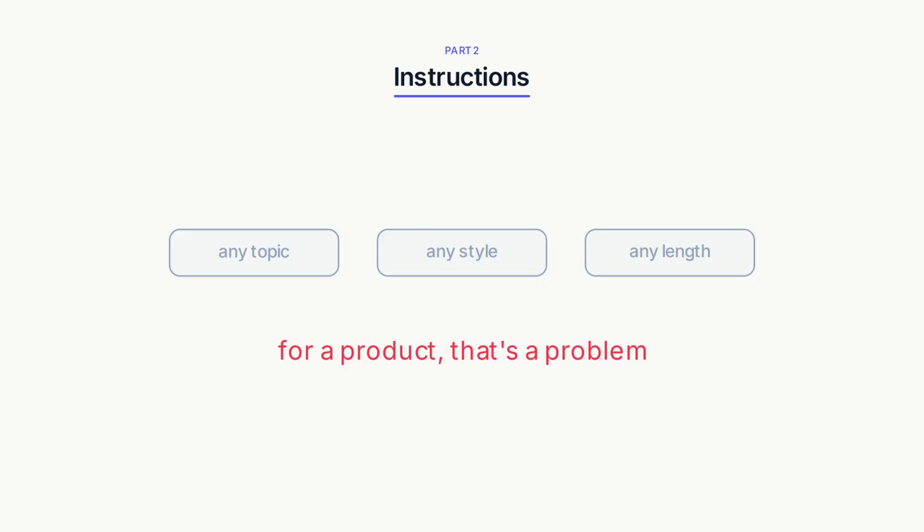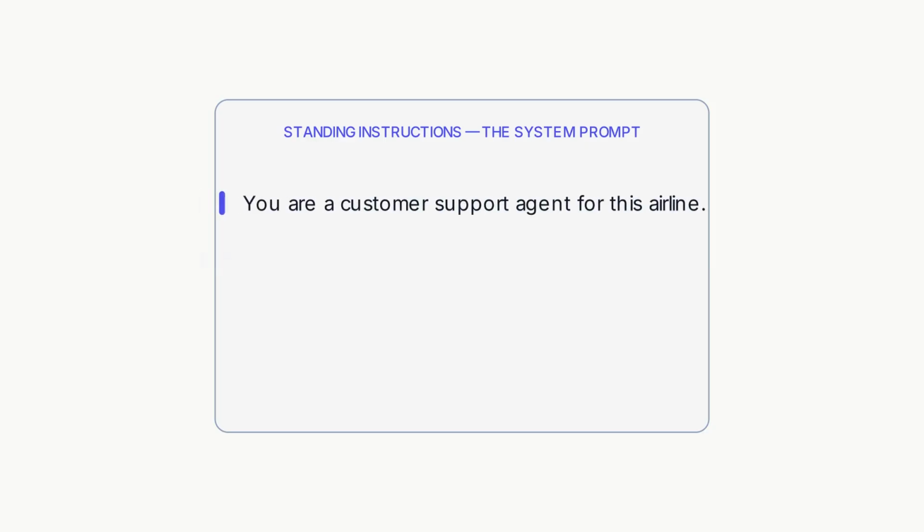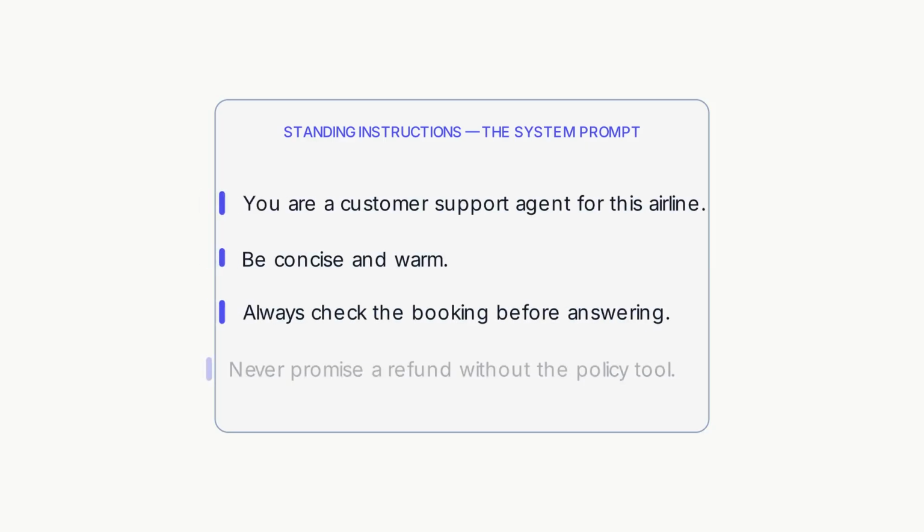For a chat toy, that's fine. For a product, that's a problem. So before an agent ever sees a single user request, its designer hands it a set of standing instructions. Sometimes called a system prompt, it reads like an employee handbook written for a machine. You are a customer support agent for this airline. Be concise and warm. Always check the booking before answering. Never promise a refund without running the policy tool first.